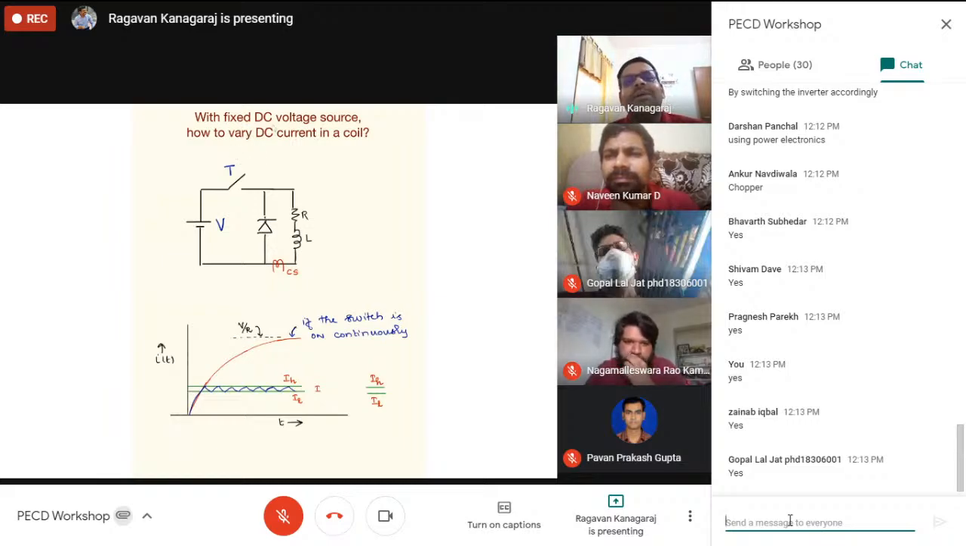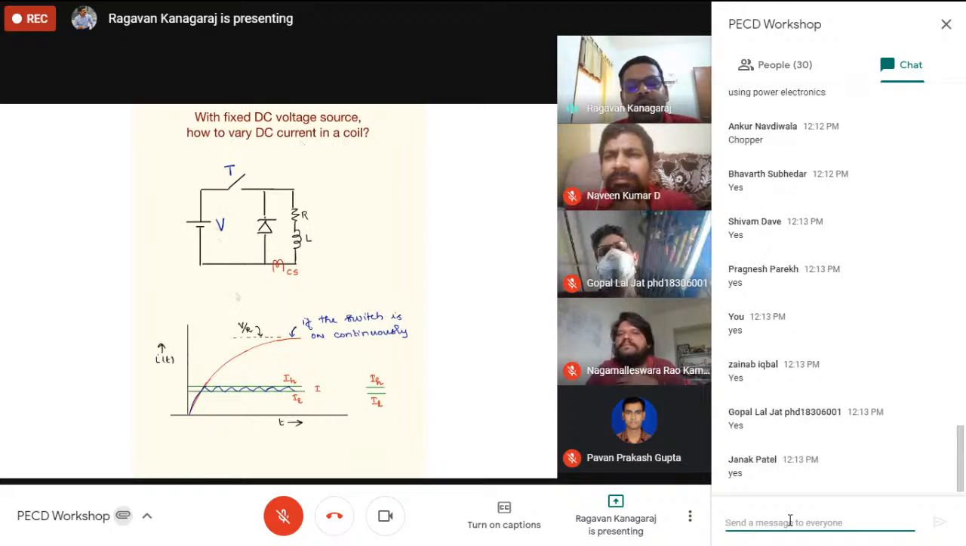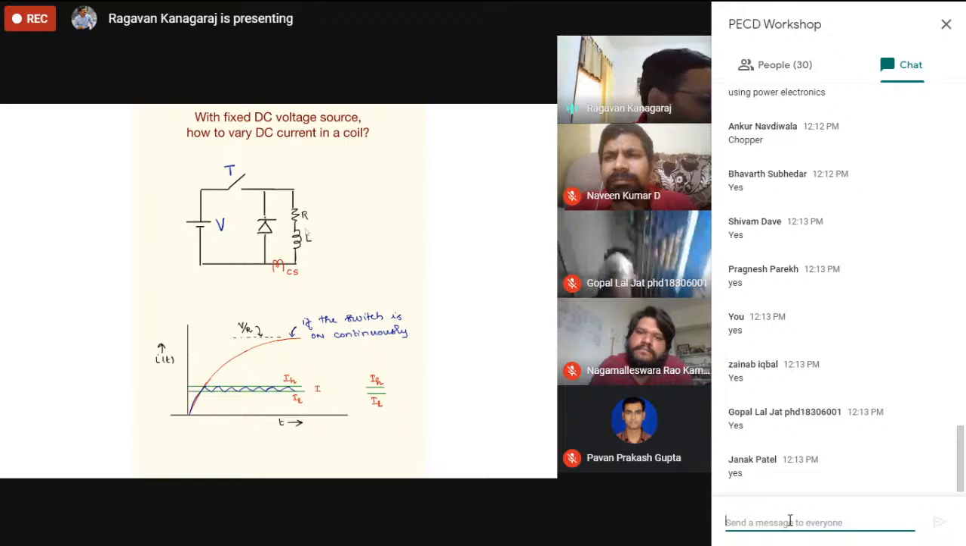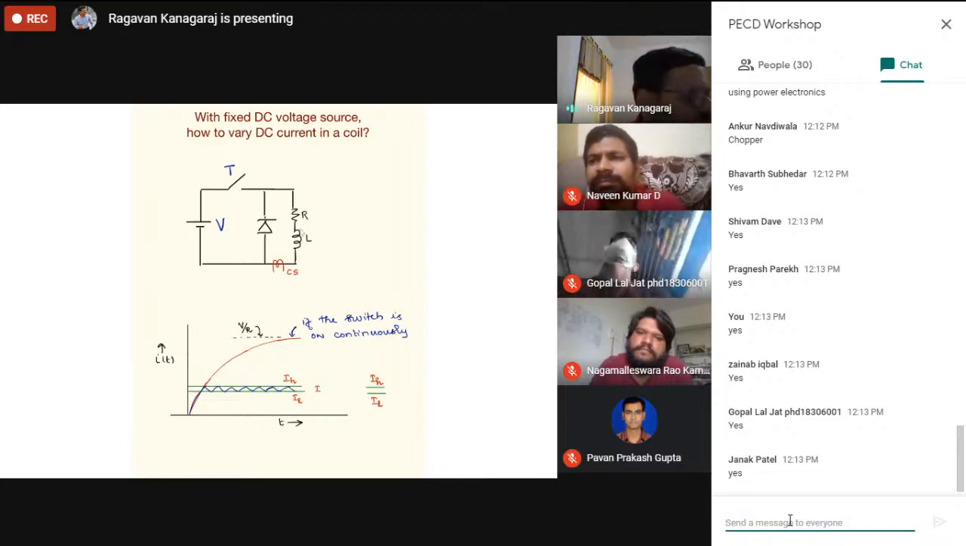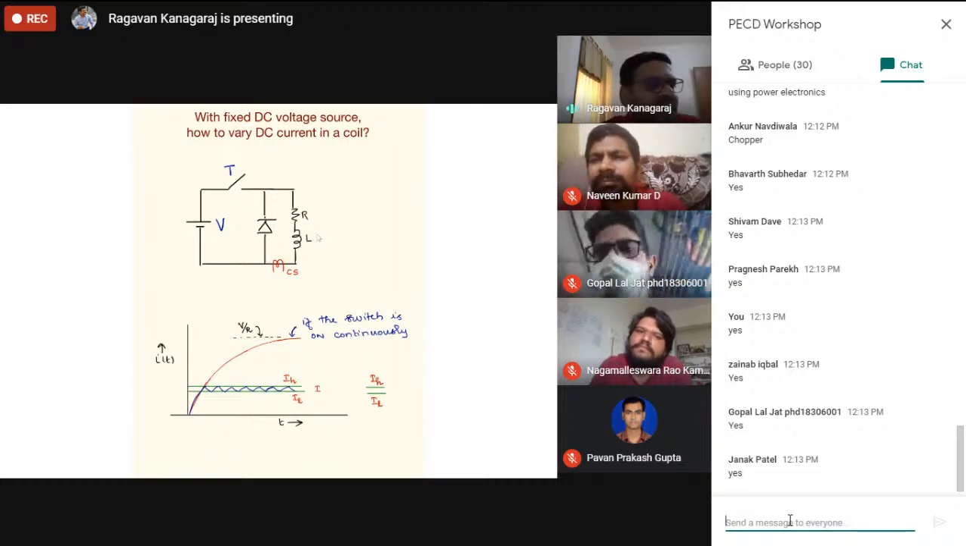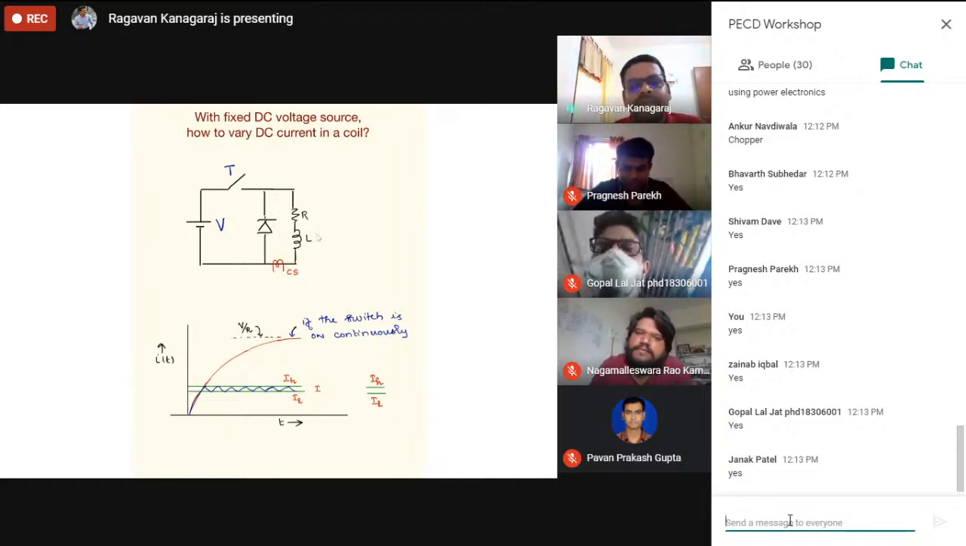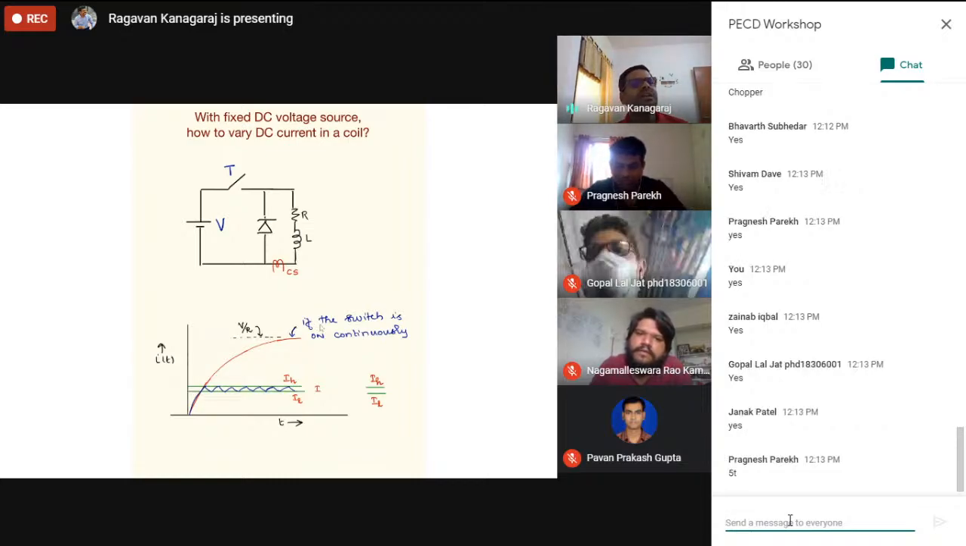All of you know, with the fixed DC voltage, how to vary DC current in a coil. So what we are doing, we are closing the switch. Once we close the switch, what will be the current in the winding? Right now, I'm not considering the back EMF, just taking a winding to explain. The steady state current will be equal to V by R, correct? In what time will it reach V by R? In five times the time constant. Time constant is L by R.